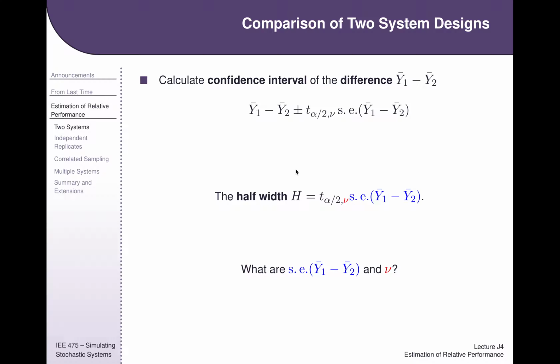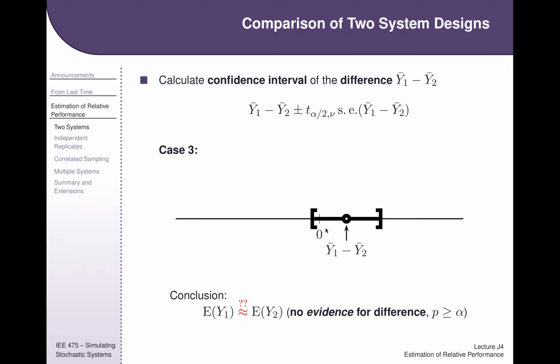But once we've calculated a half-width, we can generate a confidence interval, and then we go back to this general approach of seeing, is 0 in the confidence interval? If it is, then for these two systems, we can't tell a difference between them. If 0 is firmly on one side or the other, then we can tell a difference.